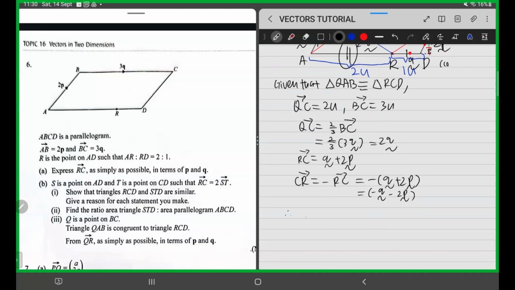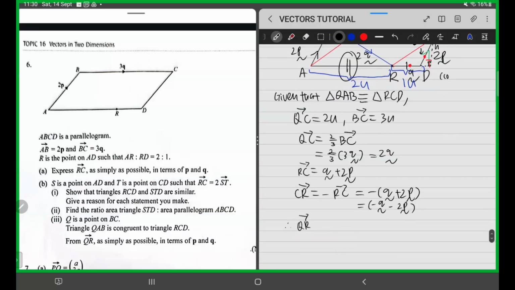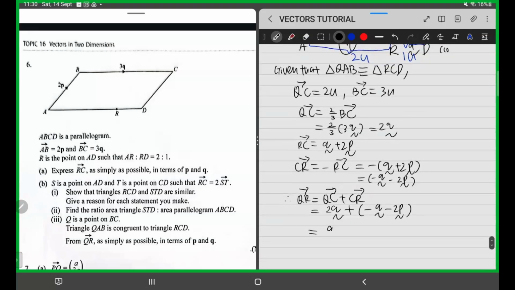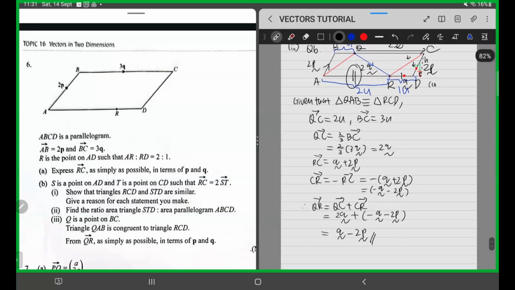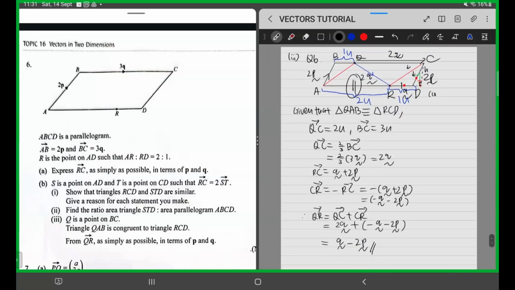Therefore, your QR, if you want to walk from Q to R, you can walk from Q to C first and then walk from C to R. So your answer will be 2Q plus negative Q minus 2P, which gives you Q minus 2P. So over here is your answer for part I. Okay, so really it's just walking. Walk from Q to C and then walk from C to R.